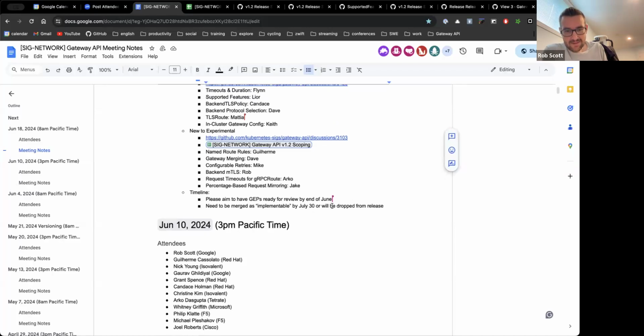First up is named route rules. Guillaume, I think that's basically done or about to be done. I think you have an open PR for this. Is that correct? Yeah, we have the PR for the gap that was merged, even though it says provisional. So I'm just sending it now to move it to implementable. But the PR that I imagine you refer to is the one by John Howard doing the actual implementation of that in Envoy. So that is still pending and needs review.